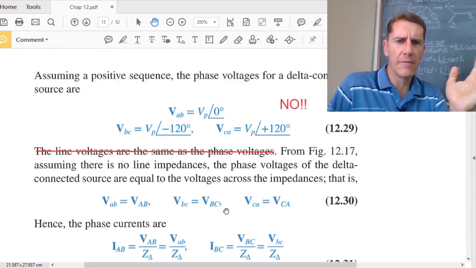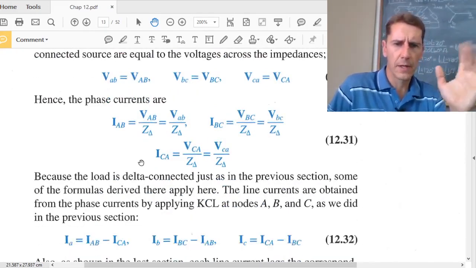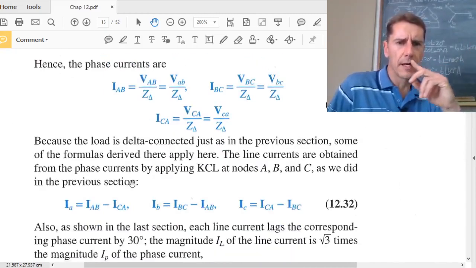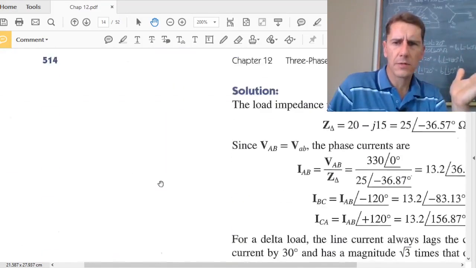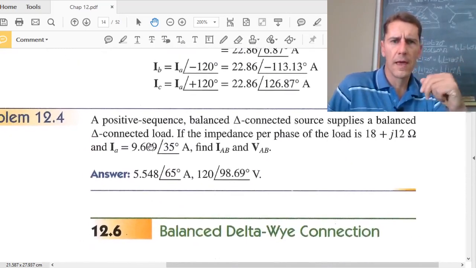Wherever you see a VP, almost like VIP, just ignore it. Very ignorable person. Just get rid of that. I'm not going to go through any of those equations. We're immediately going to show you in practice problem 12.4 how to solve a positive sequence, balanced delta connected source that applies a balanced load. They give us the impedance for the loads and the line currents, and we're going to calculate the delta currents and the line-to-line voltages.